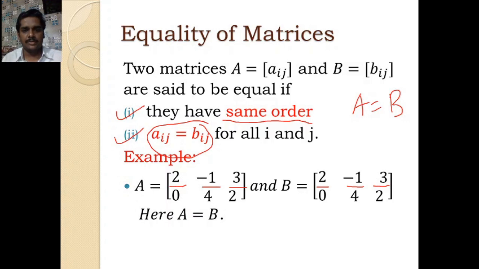To check whether two matrices are equal, we have to check two things. Number 1, we should check the order, and once the order is the same, we should check whether the corresponding elements of both the matrices are the same. Let's see a few more examples.